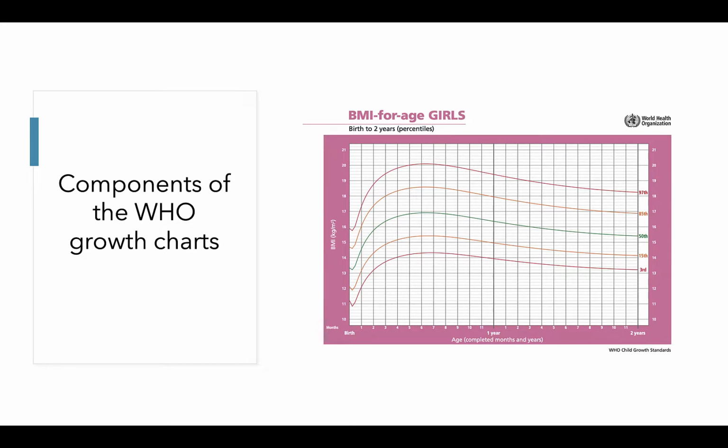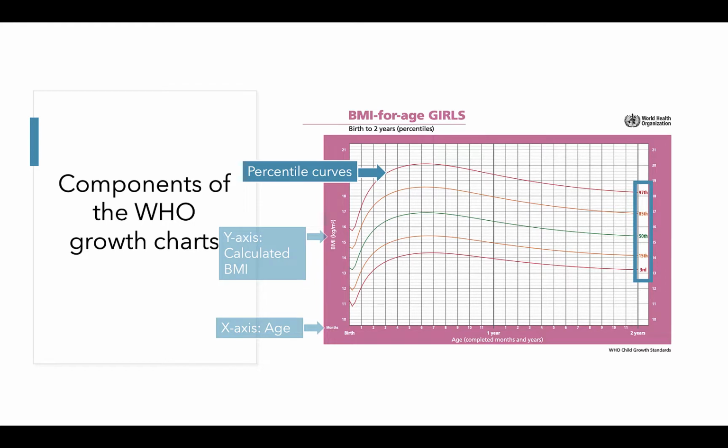So let's go through these growth charts together so you can understand the different components. In some ways, they are very similar to the CDC charts, but there are some important differences. We see the age in months and years is on the x-axis. And on these particular charts, which represent BMI for age for girls, we have calculated BMI on the y-axis. We have the percentile curves in different colors, which represent the percentiles that range from the 3rd to the 95th. Note that the specific metric and the sex are represented at the top. We will look at some different charts in subsequent slides.